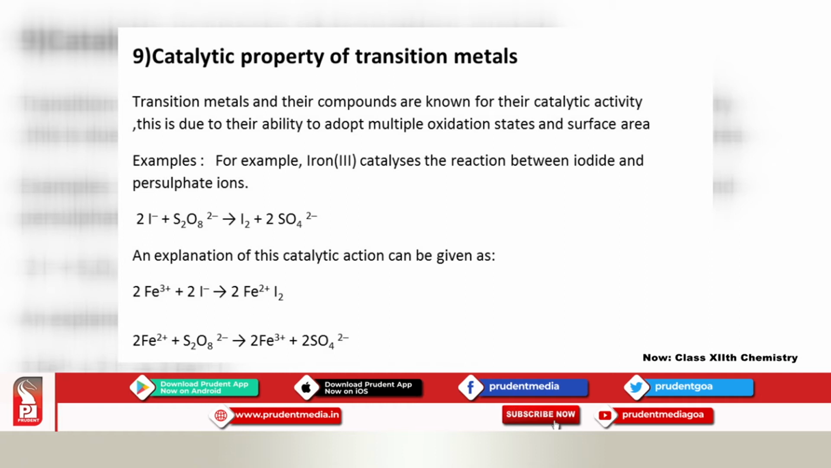See here, iodide with persulfate ion gives iodine and sulfate ion. What are you using here as a catalyst? Fe3+. The explanation of the catalytic action can be given as: ferric, when you treat it with iodide, gives you ferrous, Fe2+. Then ferrous with persulfate gives Fe3+, ferric. This is an example: ferrous to ferric, and here ferric to ferrous, here with sulfate. Let us go for the next property.